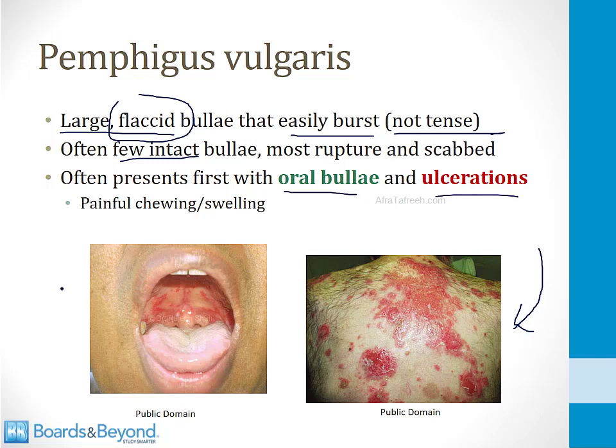It often initially develops with oral bullae and ulcerations in the mouth. It's very high yield to know this. This is a picture of someone with pemphigus in the mouth, so they may complain of pain on chewing or swelling inside of the mouth, and then when you examine the mouth, you see these ruptured bullae here.